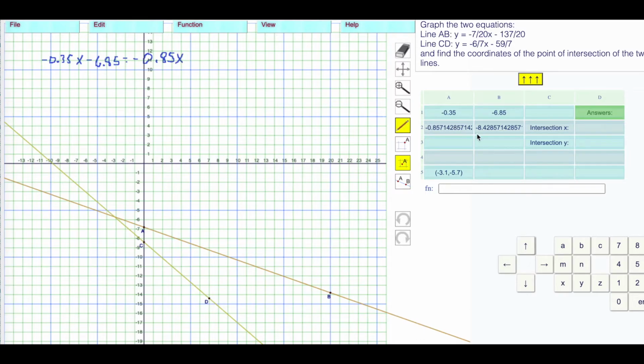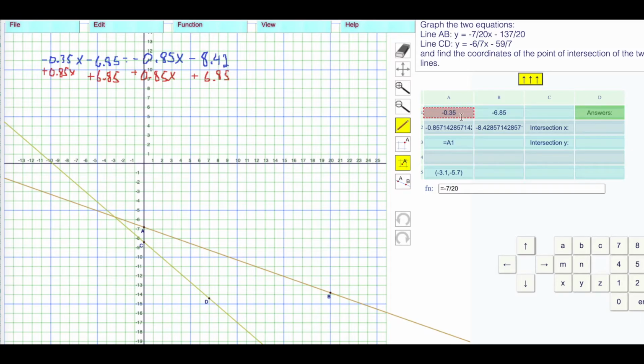x and then minus the 8.4. I want to get all my x's on one side. I have slightly more x's on this side. It really doesn't matter which side you get rid of them from. I'm going to get rid of this x here. I'm going to add 0.85x to both sides. Then I want to get rid of this negative 6.85. I'm going to add 6.85 to this side to get rid of it, and I have to add it to this side as well to keep it balanced.